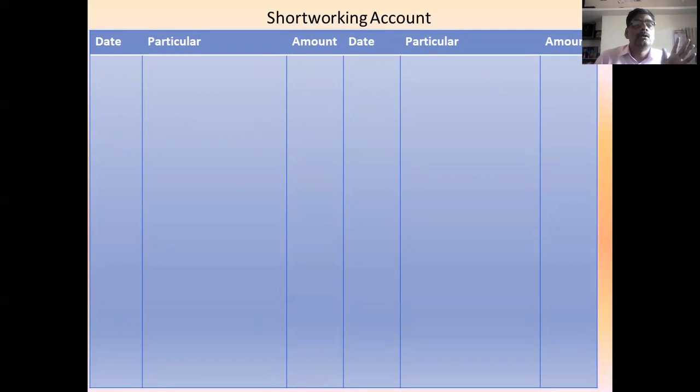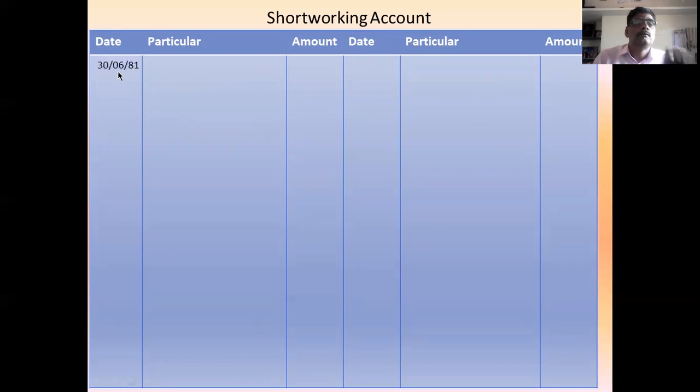Once again, I'll tell you: to lessor for the SW column, by lessor for the SWR column, by P&L account for the SWIR column amount. And close the account and ascertain the balance, and the balance goes to next year.